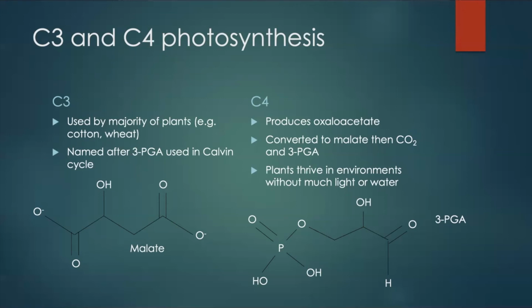C4 photosynthesis, on the other hand, produces a 4-carbon intermediate compound named oxaloacetate, first converted to malate and then which splits into carbon dioxide and a 3-carbon compound during the Calvin cycle. A benefit of C4 photosynthesis is that by producing higher levels of carbon, it allows plants to thrive in environments without much light or water, meaning that plants are better adapted to hot and dry environments and continue to fix carbon even when their stomata are closed.